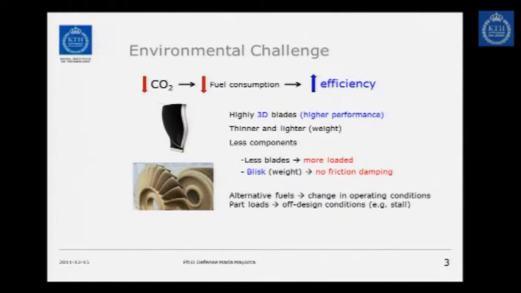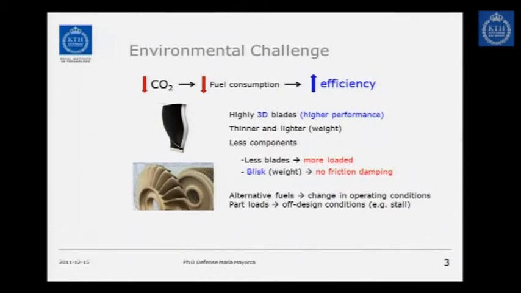And we need to design very highly three-dimensional blades that are having higher performance. Because they're highly three-dimensional, we need to understand this vibration a little bit better than the common flat beam blades that we had before. They tend to be thinner and lighter, also related to the weight restrictions. They're pushed to having less components, so we have less blades, which means each blade has a higher load.